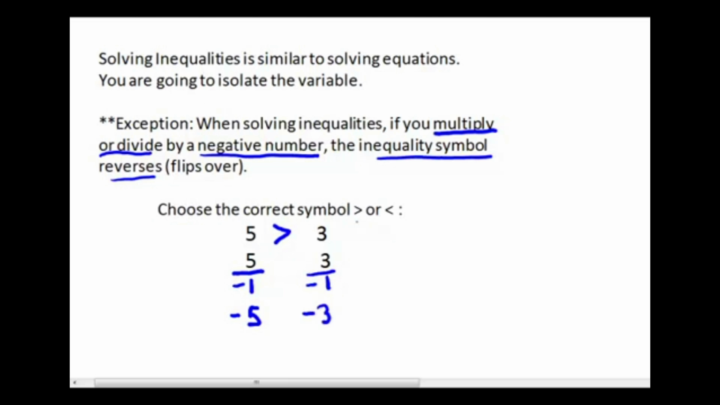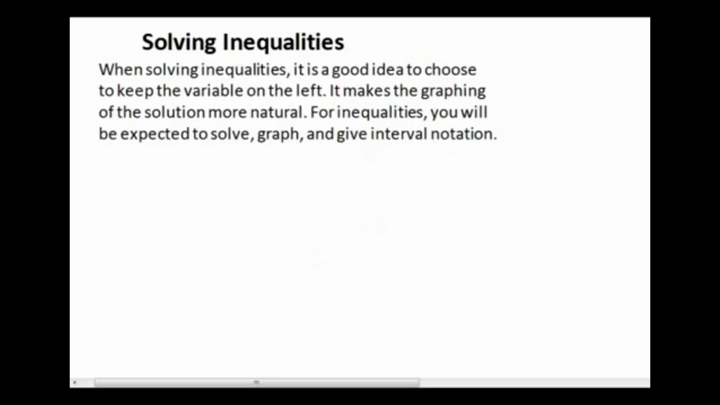So which symbol would be correct? Greater than or less than? The -5 is now smaller with that extra negative on there. So we're going to choose the less than. So dividing by a negative, put an extra negative in there and changed the order. So that is what is behind this rule to flip the symbol over. If you multiply or divide by a negative, it changes the order.